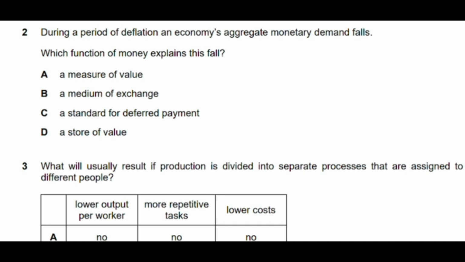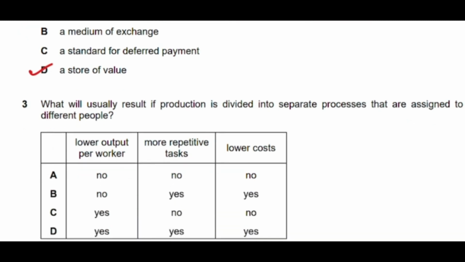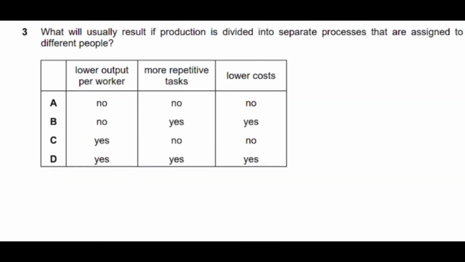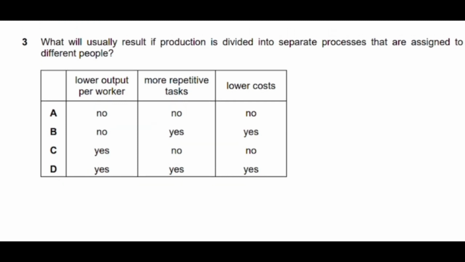During a period of deflation, an economy's aggregate monetary demand falls. Which function of money explains this? Option D is the correct answer, a store of value. However, this question will not be tested in AS economics now because that is not in the syllabus. However, you should keep in mind this may be tested in A2.